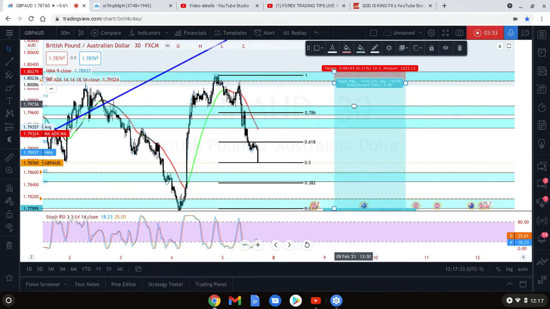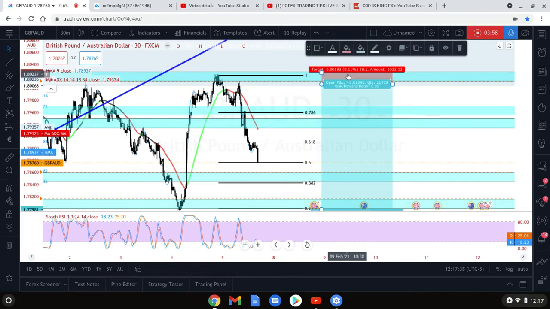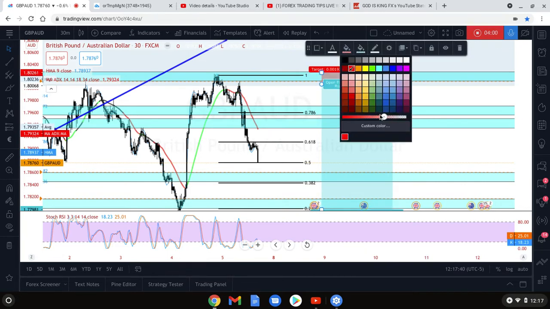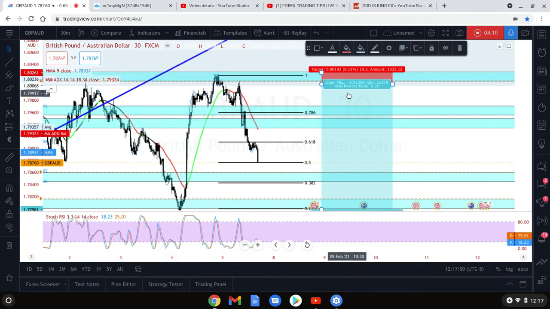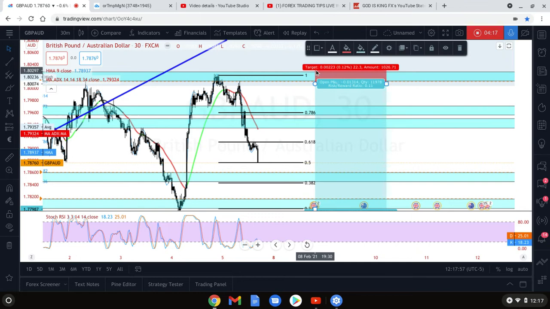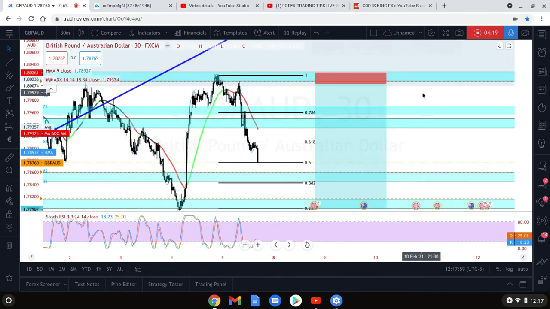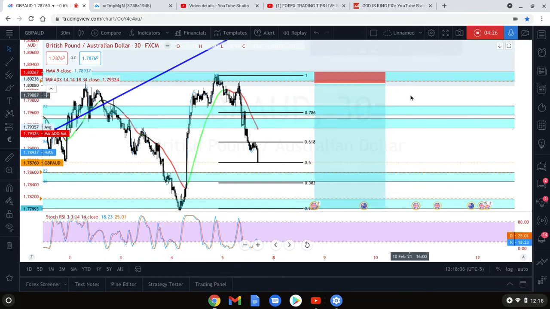I had to learn this with time. Let me make the red part a little darker. That means danger zone. That means get out of here. That means you missed the last train of Paris. So as you can see, our risk is probably like 4 pips. You're losing 4 pips to make about 20 pips. So it's how you see the bigger picture.